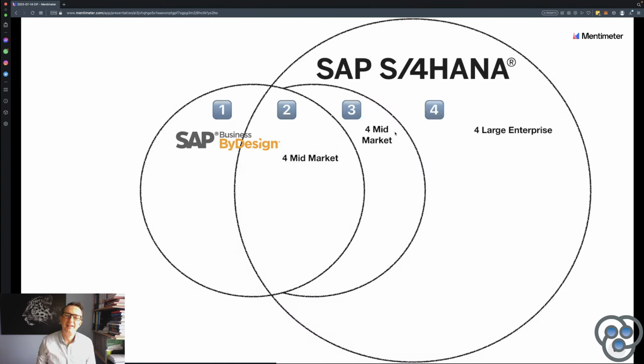Now, what happens if you have requirements in 1 and in 3? Then you're screwed. No, not necessarily, because that is also a typical scenario. Sometimes we have a so-called two-tier scenario in which companies buy both SAP S/4HANA and SAP Business ByDesign. For example, for subsidiaries you have SAP Business ByDesign, and for the mother company you have SAP S/4HANA Cloud. That is a typical scenario you can do.